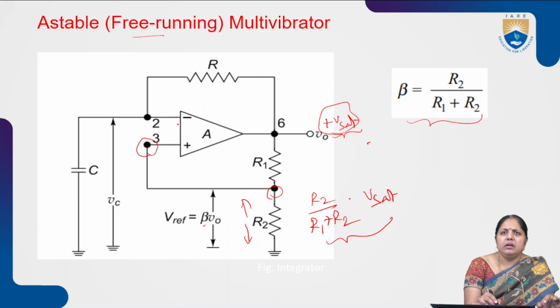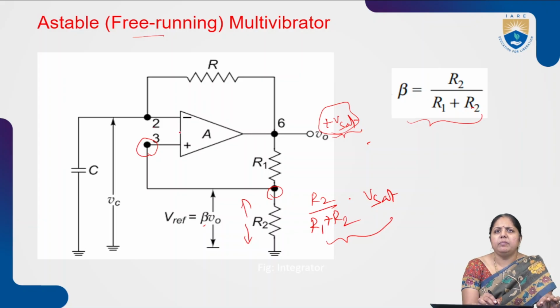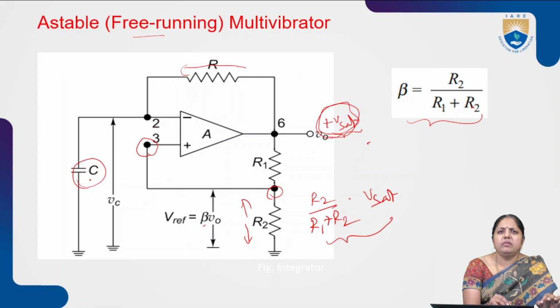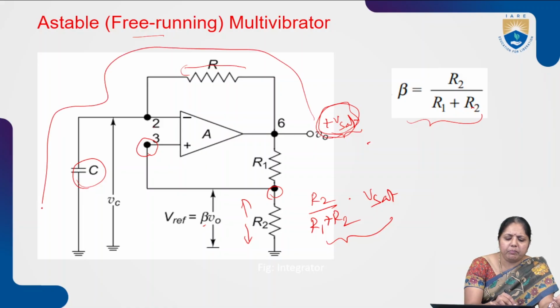Now coming to the inverting terminal of the op-amp. What is the purpose of the inverting terminal? The voltage at this point is plus Vsat, and there is a feedback resistor. Through the feedback resistor, the function of the capacitor is that the capacitor will start charging. To which value will it try to charge? The capacitor will try to charge towards the value of plus Vsat.